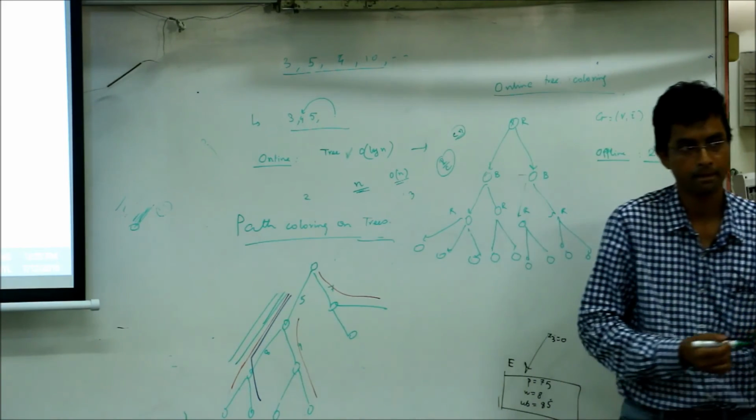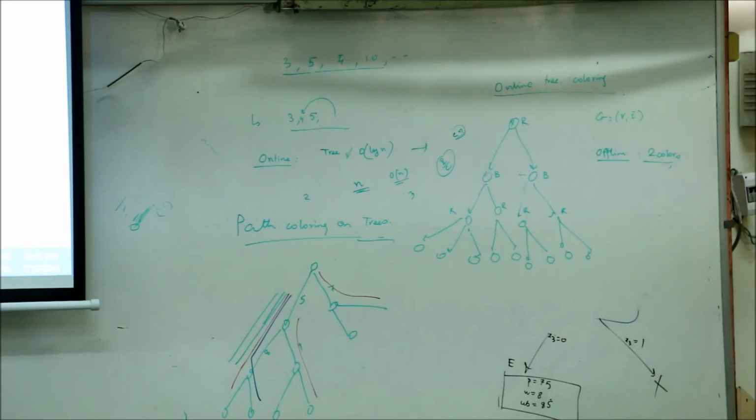These paths are part of the input, but they are coming online. The tree is given, the tree is offline, but the paths that you get, you are given which paths to color, are arriving online. They are not given offline. And you are not allowed to undo or redo. Well, you are allowed to undo, but there is no result known.